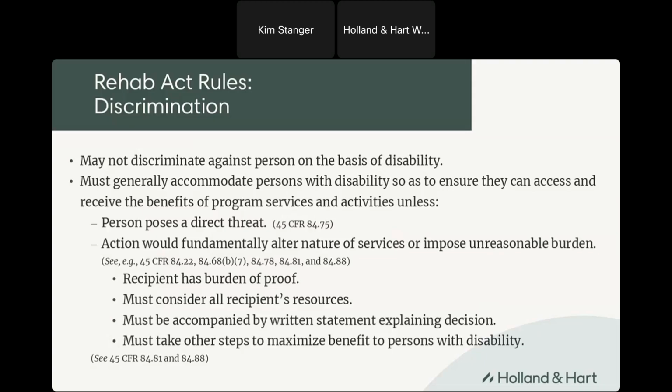Okay, so the person has a disability. What does the rule prohibit? Well, it says you cannot discriminate against the person on the basis of their disability. That generally translates into you've got to accommodate persons with a disability so as to ensure that they can access and receive the benefits of the program, services, and activities, unless, under certain circumstances, for certain of the requirements, you can show that that person poses a direct threat, or that providing that accommodation would fundamentally alter the nature of your services or impose an unreasonable burden.